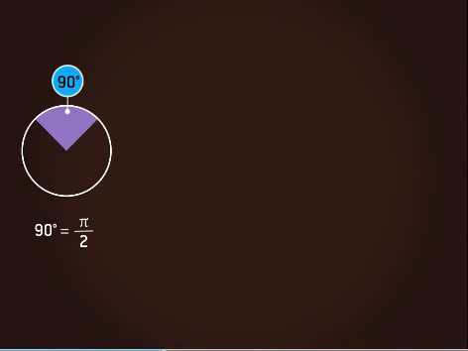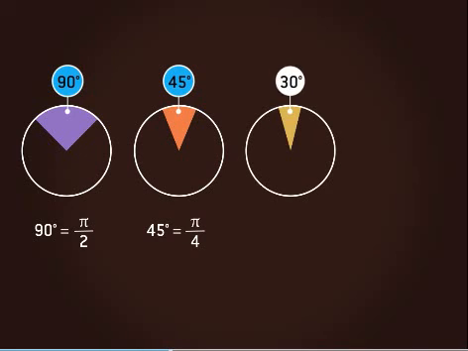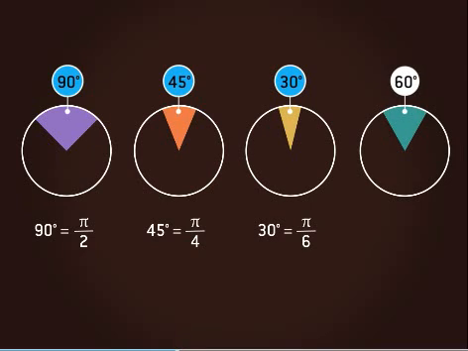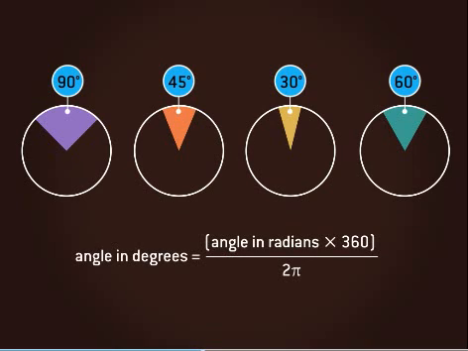Other common angles are 45 degrees, pi divided by 4 radians, 30 degrees, pi divided by 6 radians, and 60 degrees, which is pi divided by 3 radians. To convert any angle theta from degrees to radians, multiply by 2 pi and divide by 360. To convert any angle alpha from radians to degrees, multiply by 360 and divide by 2 pi.